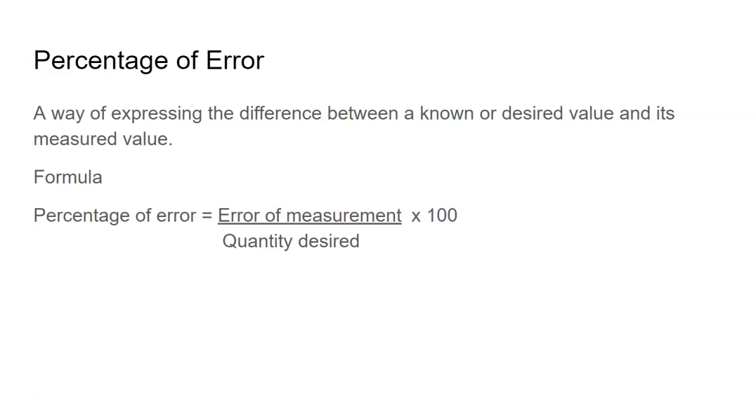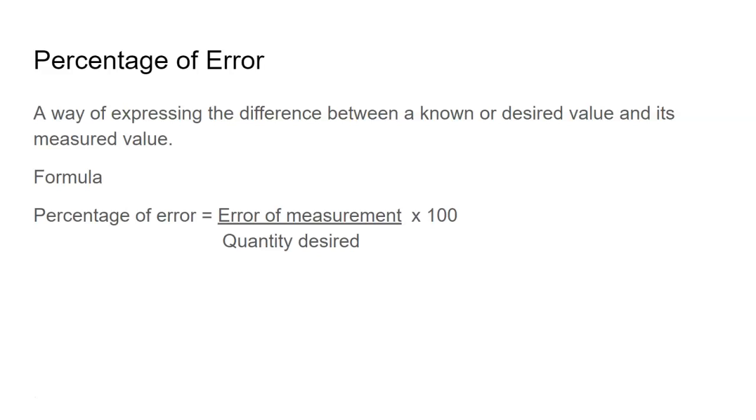So the formula that you're going to want to memorize to calculate percentage of error is you want to take the error of measurement divided by the quantity desired times 100 because we're getting a percent. So whenever we're looking at a percent, we want to multiply by 100. But the first thing you need to realize is when we're talking about a percentage of error, we're looking at how it will affect our outcome.